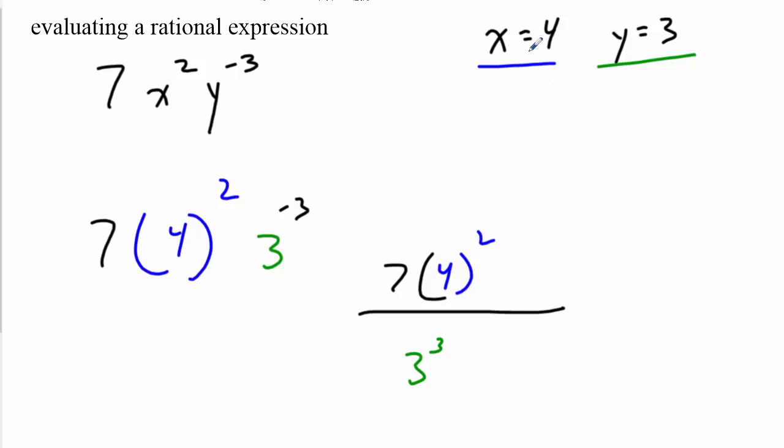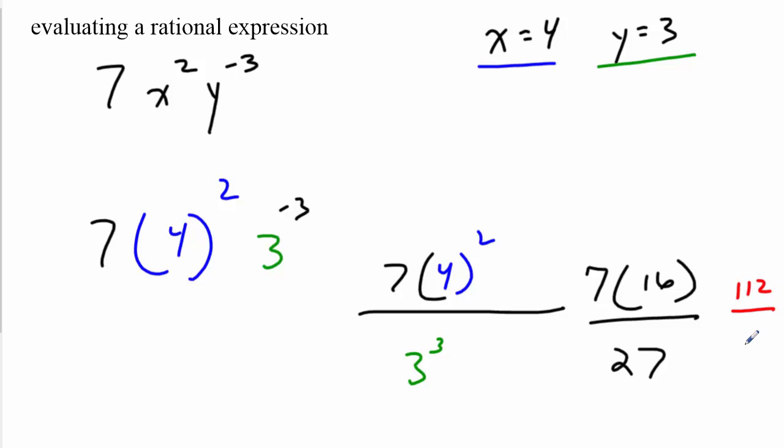And then as far as numbers go, then you got 7 times 16 over 3 to the third, which is 27. And let's see, that's 3 to the third, there's no factor 3 there, no factor 3 there. So that's just going to be 112 over 27. Let me write that. 112 over 27. Okay.